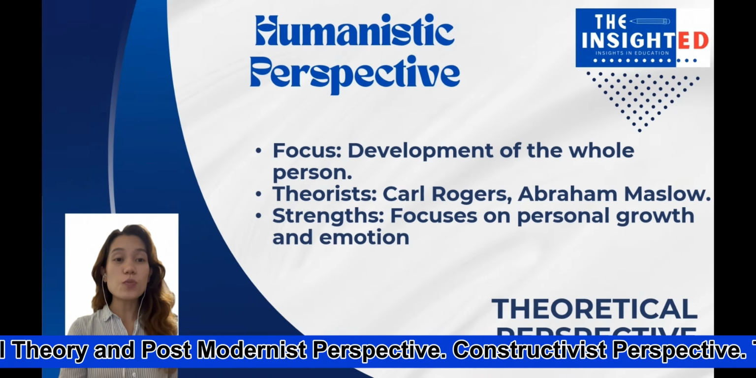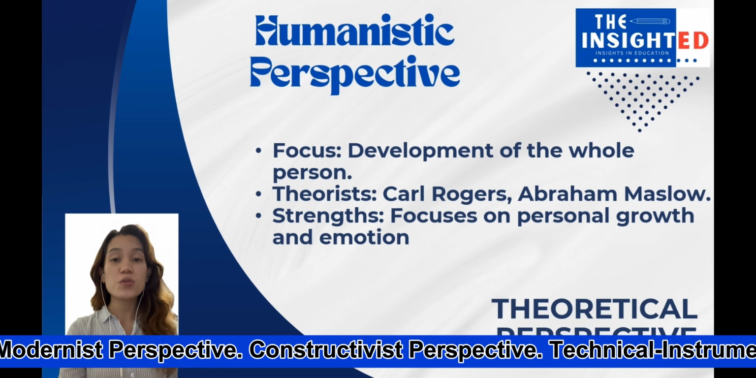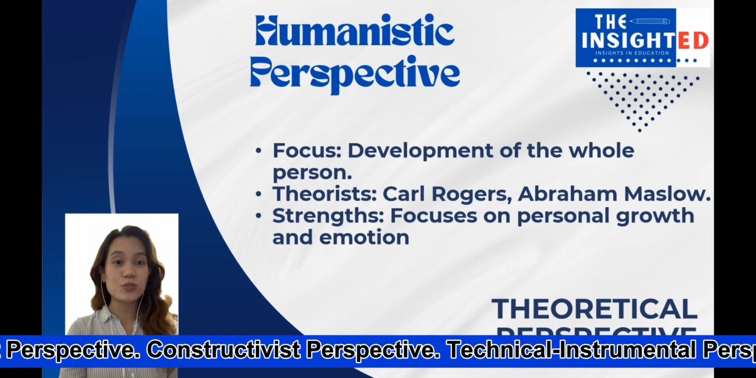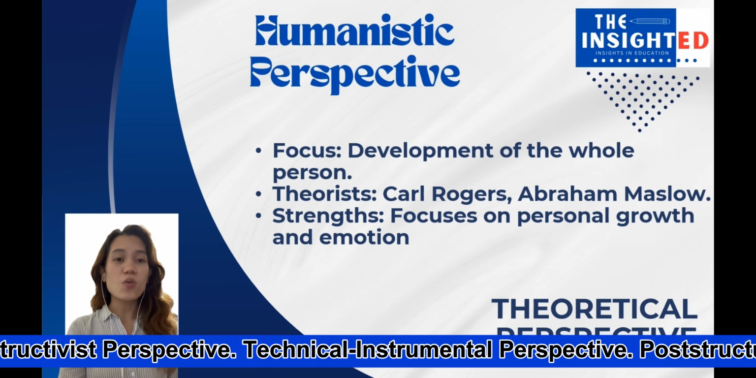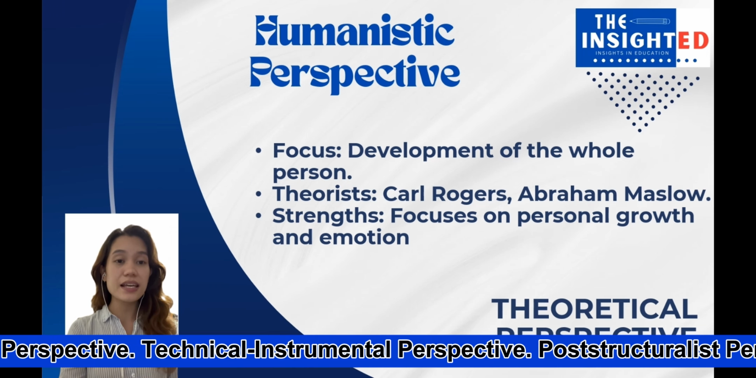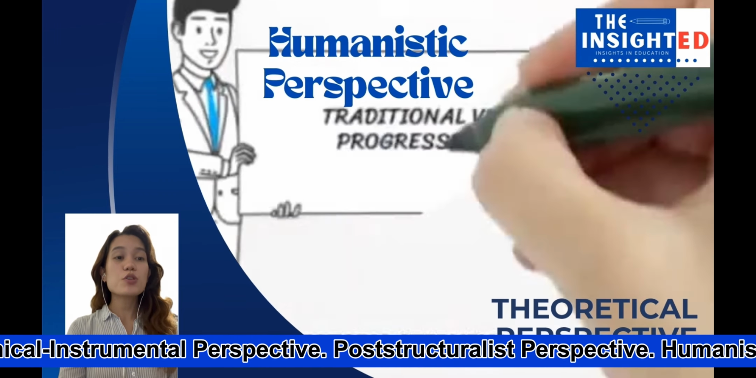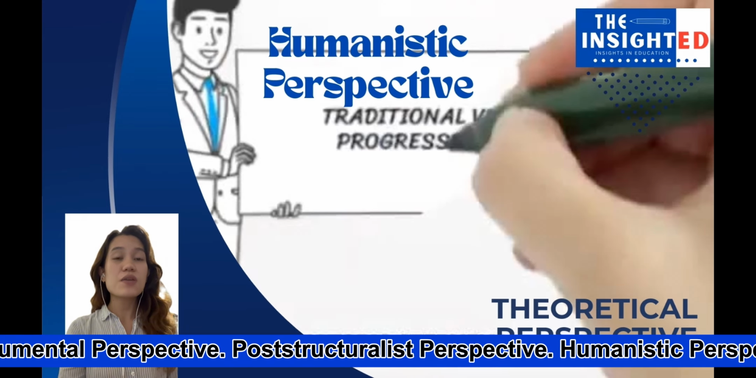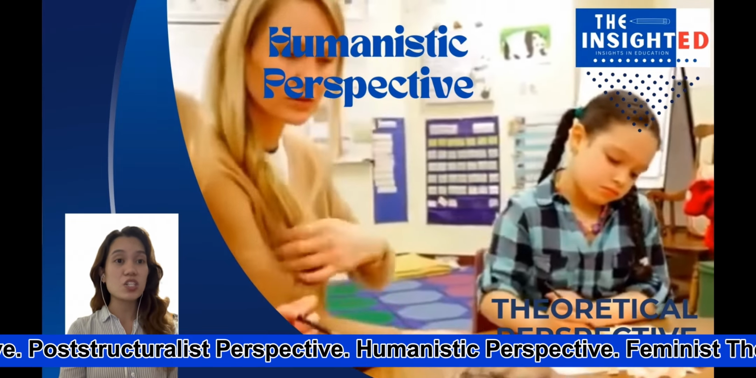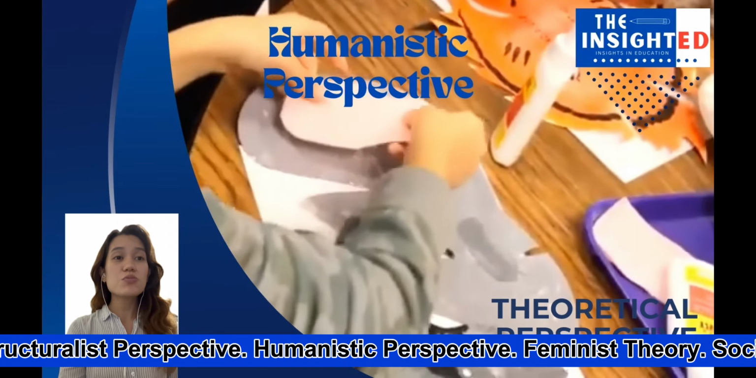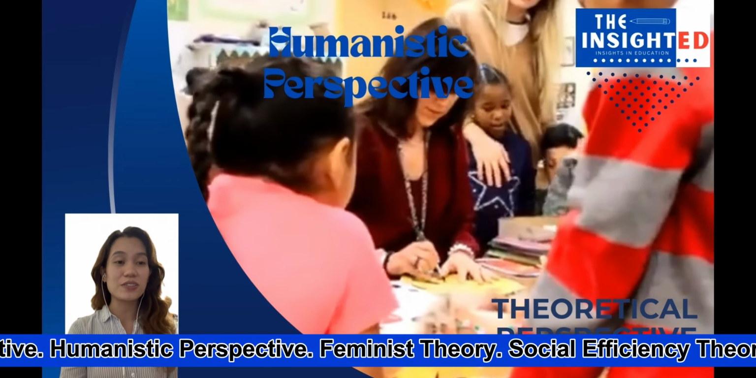Next, we have the humanistic perspective. This theoretical perspective focuses on the development of the whole person, or holistic approach to learning. Theorists under this are Carl Rogers and Abraham Maslow. One of the strengths of this humanistic perspective is that it focuses on personal growth and emotional state of students. This perspective also emphasizes the emotional, social, and psychological development of students, not just their academic achievement. It promotes a curriculum that is responsive to the needs and interests of students and that fosters self-actualization.